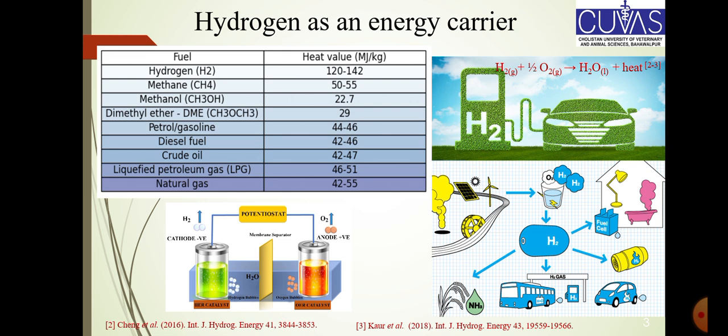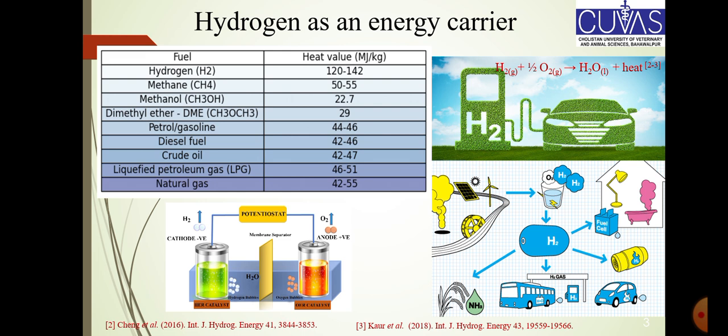Hydrogen is a highly efficient fuel because it has very high energy density compared to other common fuels. As shown in the table, hydrogen's heat value ranges from 120 to 142 megajoules per kg, which is significantly higher than other fuels like methane, petrol, gasoline, and natural gas. The high energy density makes hydrogen an attractive option for many applications where high energy output is required with minimal fuel weight, such as automotive and aerospace industries.